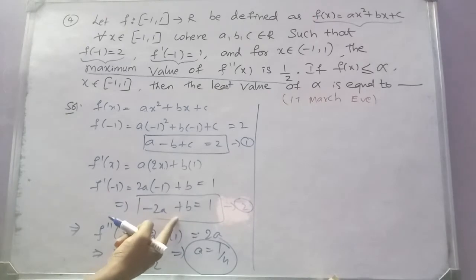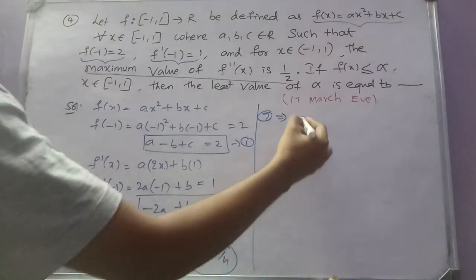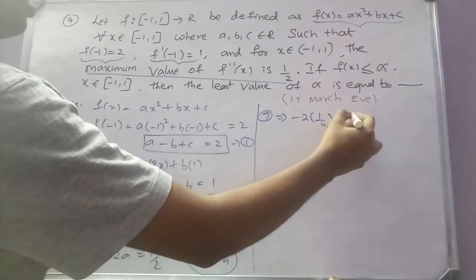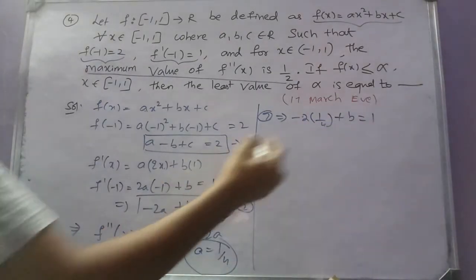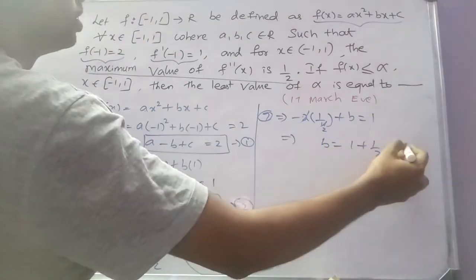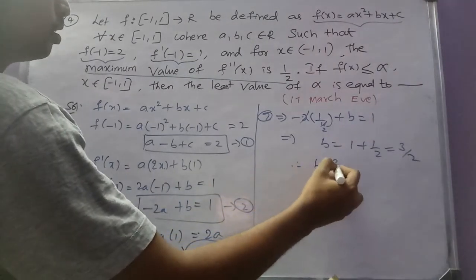Now you can substitute in the second equation to get b value. So minus 2 into a, which is 1 by 4, plus b equal to 1. So 2 ones are 2, 2 twos are 4. So from this b is equal to 1 plus 1 by 2, which is 3 by 2. So therefore we have got b value.